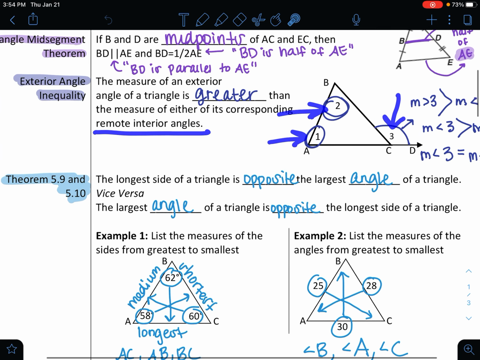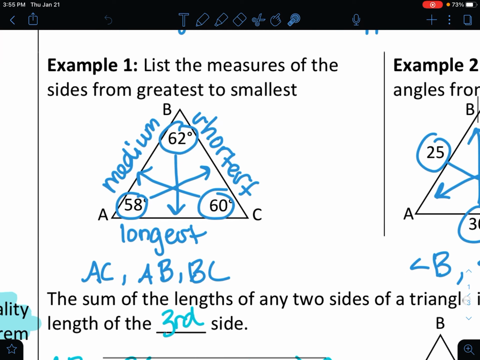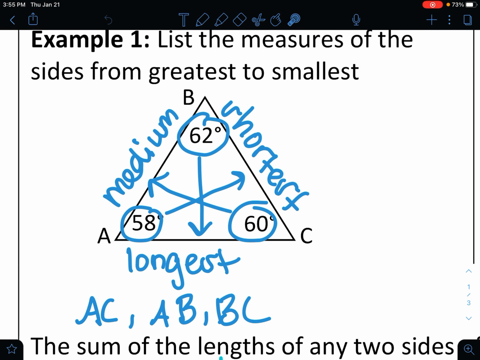All right, these theorems: the longest side of a triangle is opposite the largest angle of a triangle, and vice versa. The largest angle of a triangle is opposite the longest side of a triangle. Again, Miss E, why are you trying to kill us with these words? I'm sorry. We have to speak.